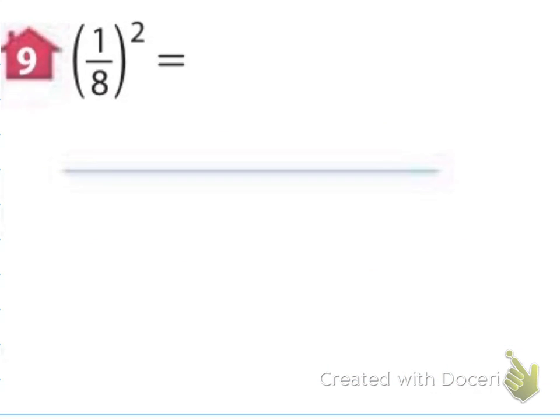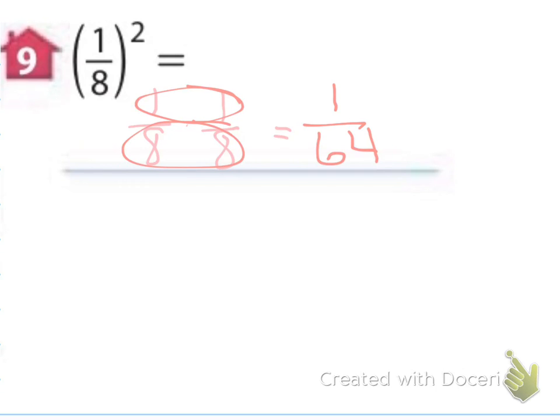Alright, number 9, same situation. It says to write it as a product with the same factor. So I'm going to rewrite it as 1/8 times 1/8. And then you're going to solve it. The way that we solve that is by multiplying numerator times numerator and denominator times denominator. So it's going to be 1 over 64. So your answer is 1/8 times 1/8, and then 1 over 64.